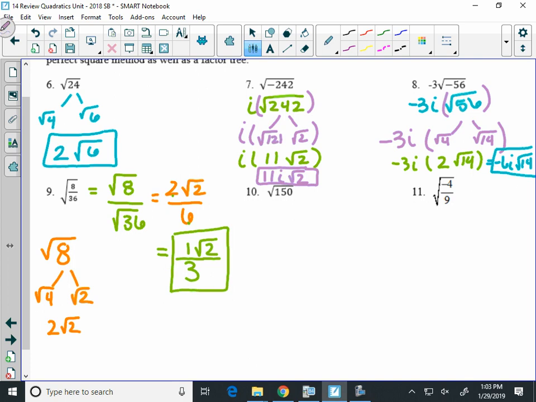If we take a look at number 10, it's really similar to number 6. 150 is not a perfect square, so we have to simplify it. And we have to figure out the largest perfect square that can go into 150, and that is 25. Okay? 25 can go into 150 6 times. The square root of 25 is 5. Can't take the square root of 6. Tack it on. And there's our answer.